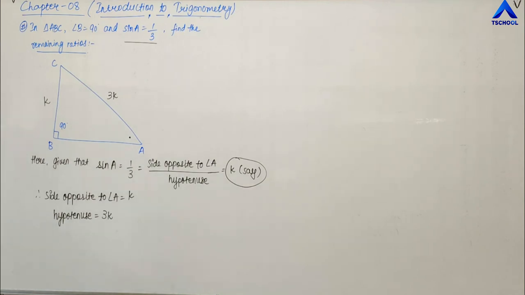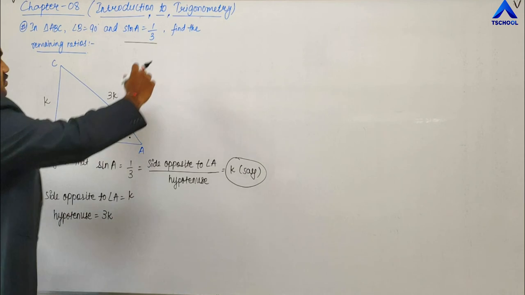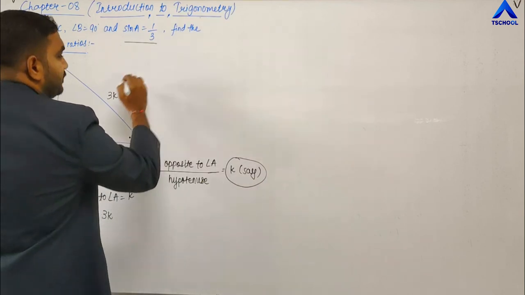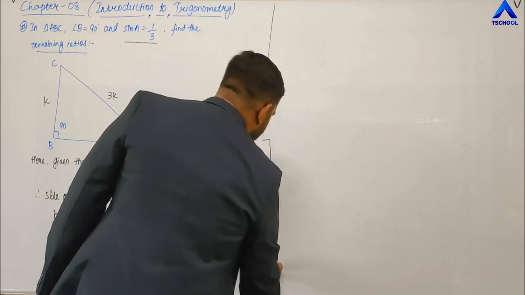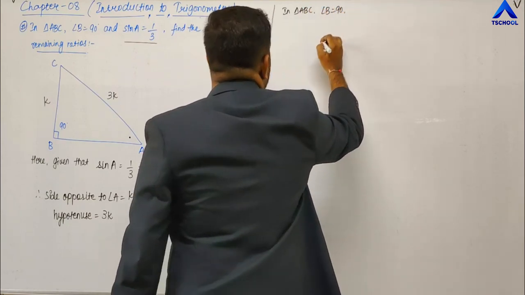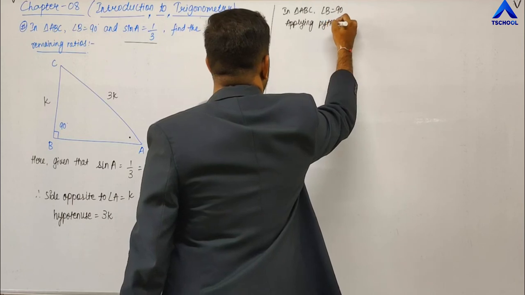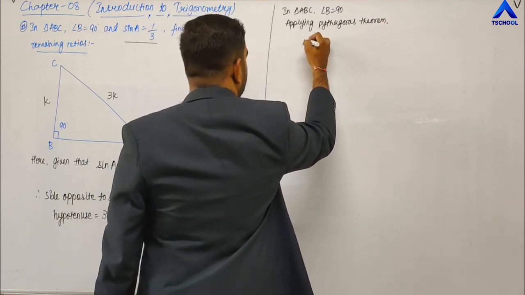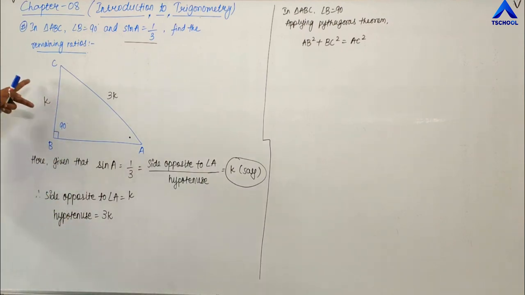Now to find the remaining ratios, friends, first of all we will require this side, because we require the side adjacent to angle A also, no? So to find that, in triangle ABC, angle B is equal to 90. So applying Pythagoras theorem, what can you write down? AB square plus BC square is equal to AC square. Do we have AB? No, we do not have AB.